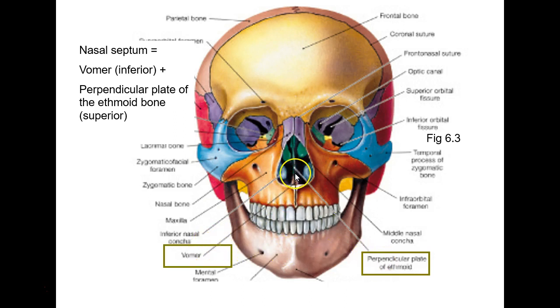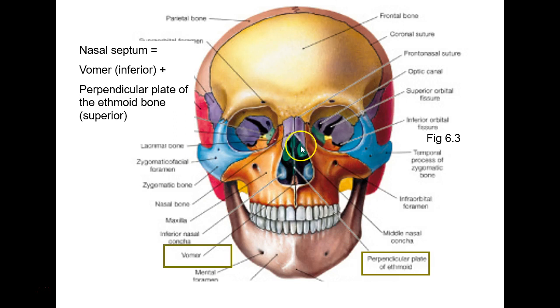Now it's important to realize this is not something you can touch from the outside. This is inside. So when you look at a skull, you'll see it in there. So that's the septum that you always hear about. Oh, I had a deviated septum and I could only breathe on one side of my nose.